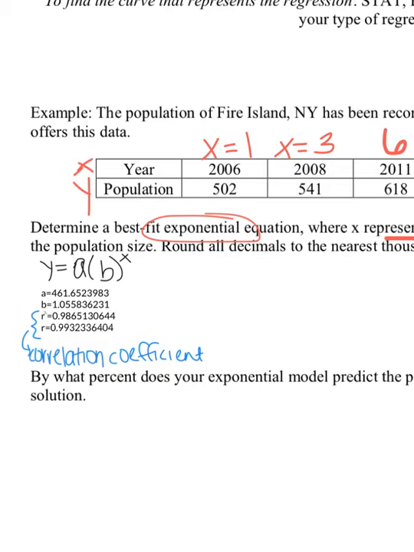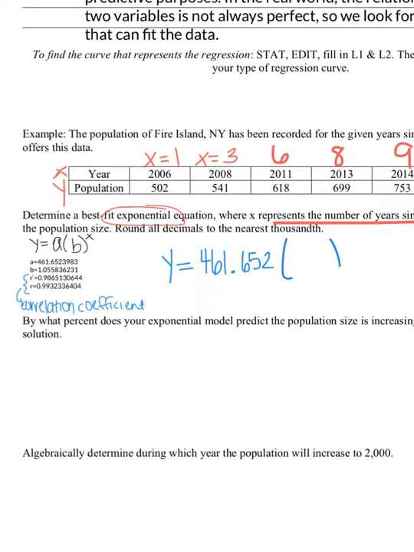So I'm not done yet, though, because I have to write the equation, and I have to round all the decimals that I'm plugging into the nearest thousand. So my variables, I was told to use x and y, so I have to use the x and y. So I have y equals a is 461.65, round to the nearest thousand, 3, so I keep the 2, times b is 1.0558, makes it a 6 to round, raised to the x power. So this is my answer.